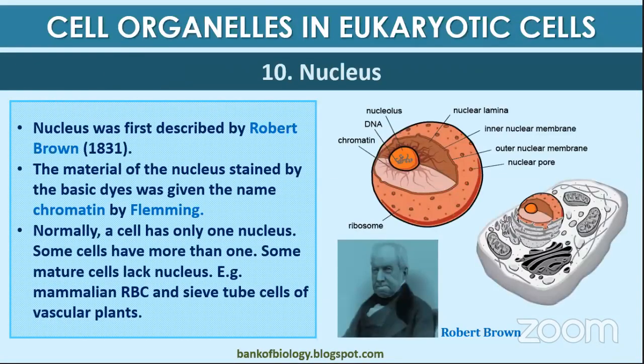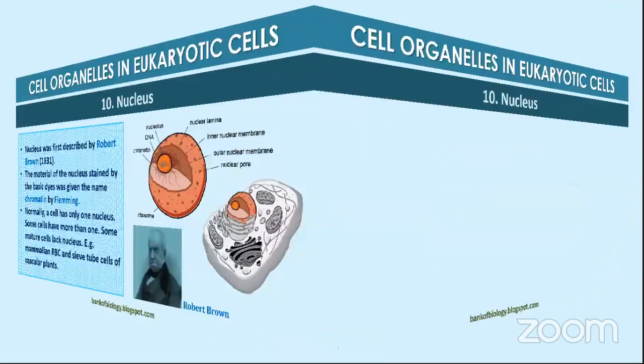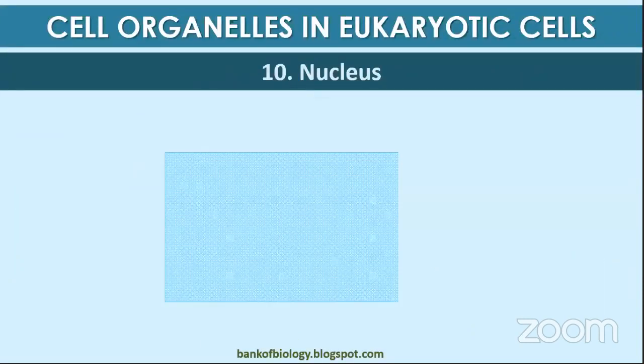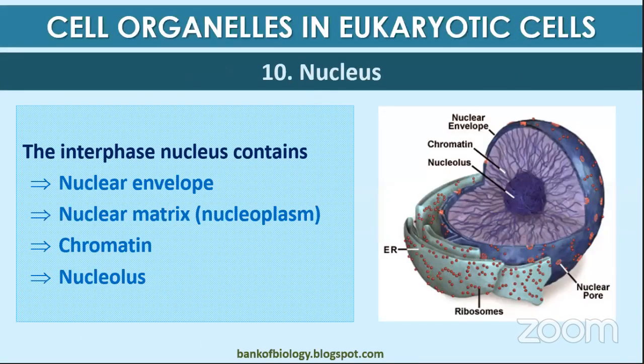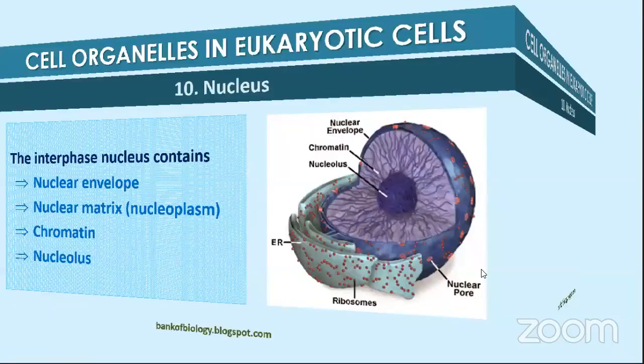The next is the nucleus. The nucleus was discovered by Robert Brown in 1831. The material of the nucleus, stained by basic dyes, was given the name chromatin by Fleming. Normally, a cell has only one nucleus. Very few cells are multinucleated, and some of them don't have a nucleus, example RBC. Then the nucleus will contain nuclear envelope, nuclear matrix, chromatin, and nucleolus.